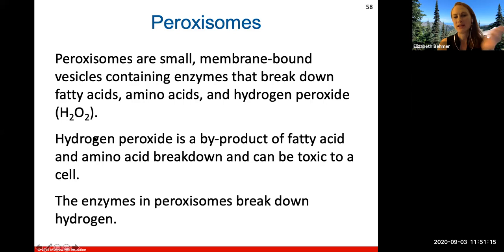This is important because hydrogen peroxide is a byproduct of fatty acid and amino acid breakdown. It can be toxic to a cell. So we need these peroxisomes to get rid of a toxic substance, which is hydrogen peroxide. So they will break it down, because again it can be toxic to the cell itself.